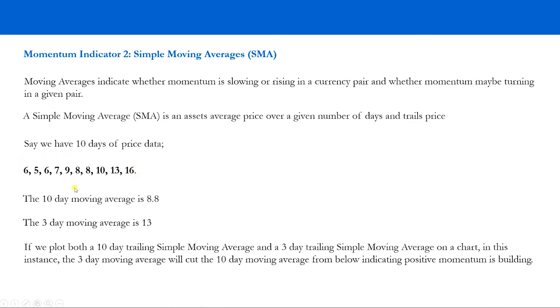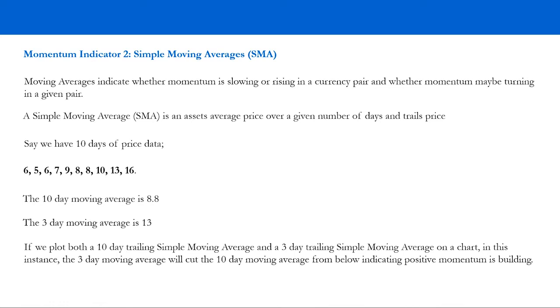Well, if we take the average of all of these, the 10-day moving average is 8.8. But if we take the average of the last 3 days, the moving average is 13. So if we were to plot them both on a chart, a 10-day trailing simple moving average and a 3-day trailing simple moving average, in this instance the 3-day moving average will cut the 10-day moving average from below.